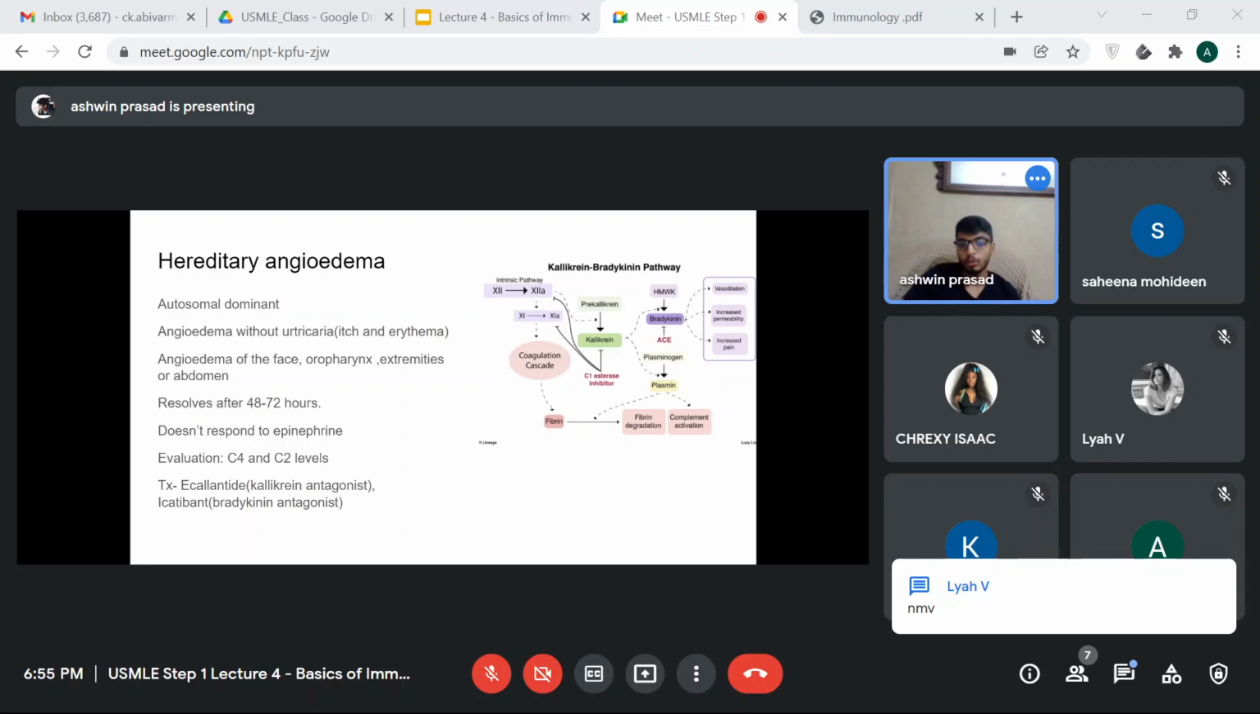So you have to remember how ACE can also increase bradykinin in patients with hereditary angioedema. So in those patients, you should not give ACE inhibitors. They are one of the first line drugs that you give for hypertension, and hypertension is a very common illness. So you have to be extremely careful to not give them ACE inhibitors if they have hereditary angioedema in their family.